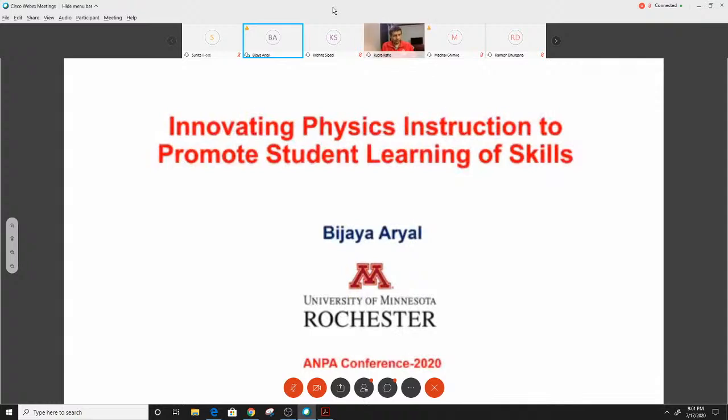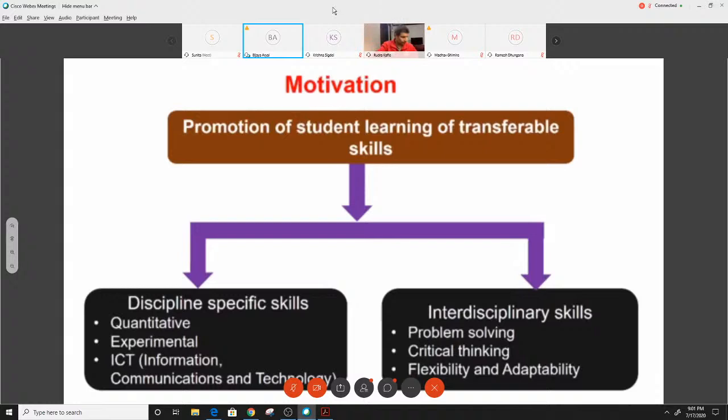So as you can see, my talk is related to skills learning of students. First of all, I would like to describe why we should care about this. We would like to help students learn transferable skills. They are useful not only in physics, but beyond that, in other disciplines, as well as in their careers. Here, I would like to distinguish skills into two categories: discipline-specific and interdisciplinary skills. In physics and math and many different areas, we have some discipline-specific skills. Maybe they overlap with other disciplines also, but I would like to name some of them, like quantitative skills, experimental skills, and these days, people talk a lot about ICT. And there are other skills: problem solving, critical thinking, flexibility, and adaptability. We must teach students those skills, because in this 21st century, people have access to the internet. They can learn the facts, but skills should be taught in a more formal way.